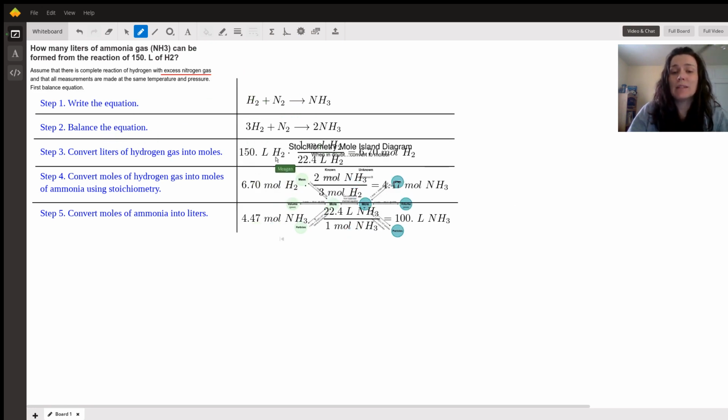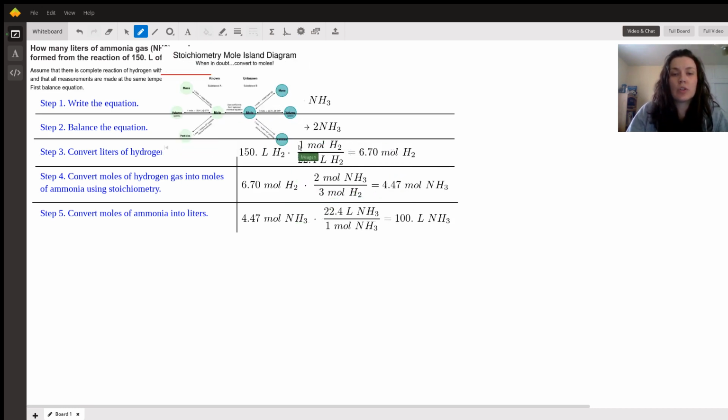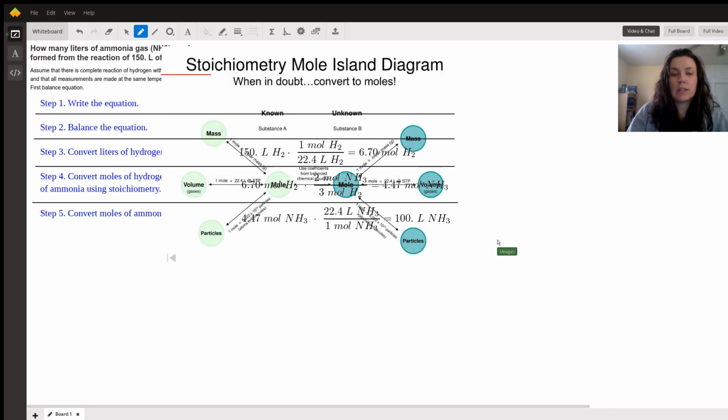Next, we need to make sure we balance it because we're going to need these coefficients. So in order to balance it, I put a 2 over here to make it 2 nitrogens, and 6 hydrogens with 3 over here to make it 6 hydrogens. All right, so now let's go ahead and use our chart. Let's see where we're starting and where we're ending.